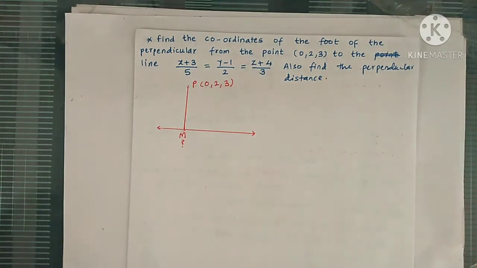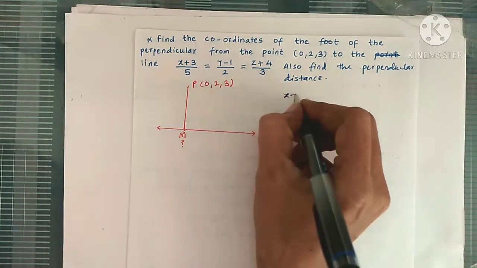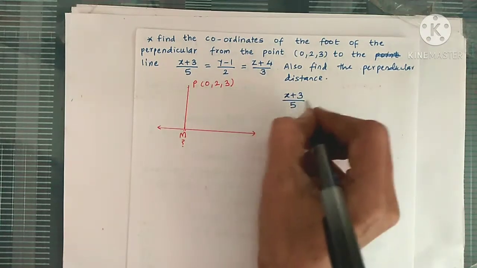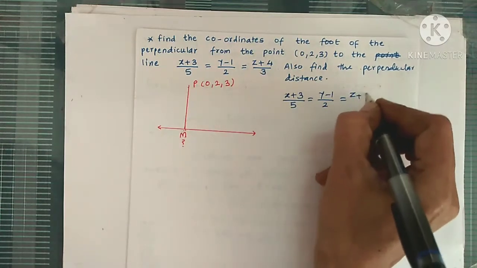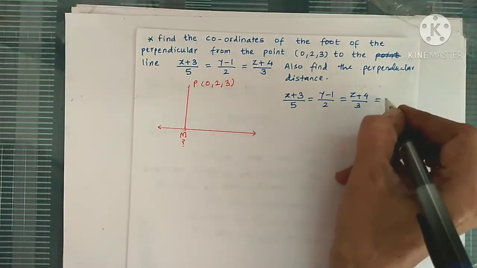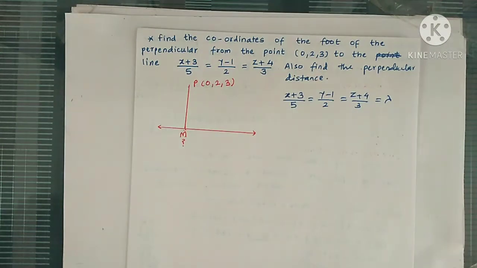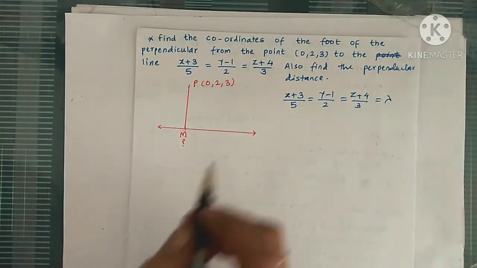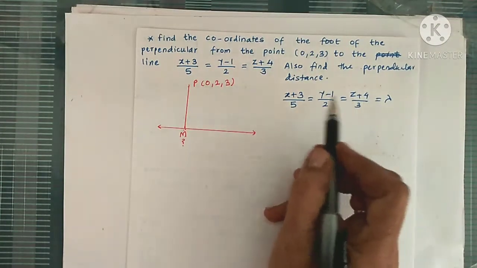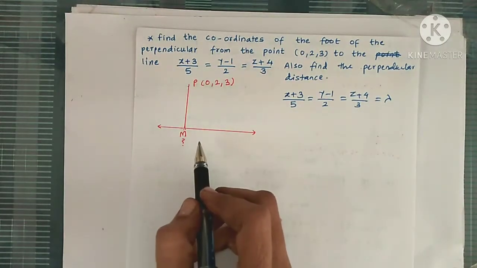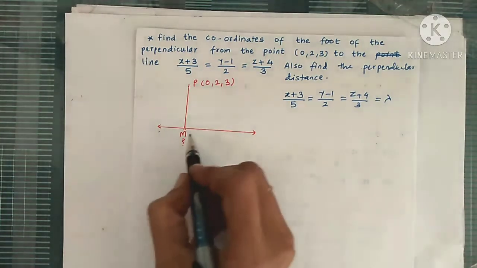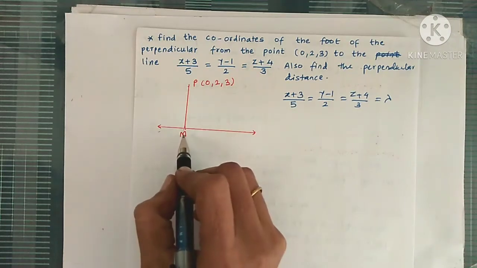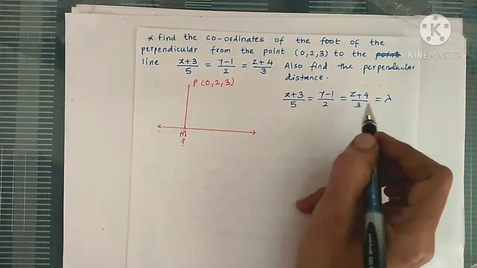Let's see that. As the equation of the line is given, (x + 3)/5 = (y - 1)/2 = (z + 4)/3, let's take this equal to lambda, which is a constant, and let's find x, y and z. So those x, y, z are coordinates of any point on this straight line. As lambda varies, we get different points on the straight line. As M lies on this straight line, we can write this M in terms of lambda.